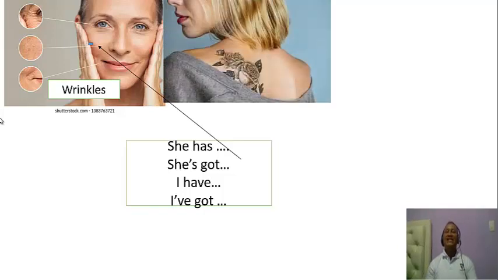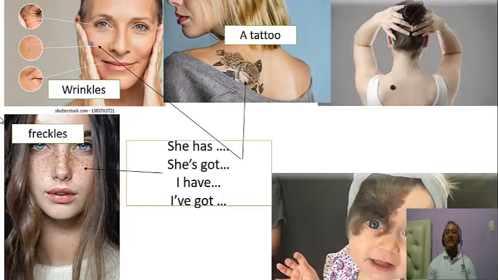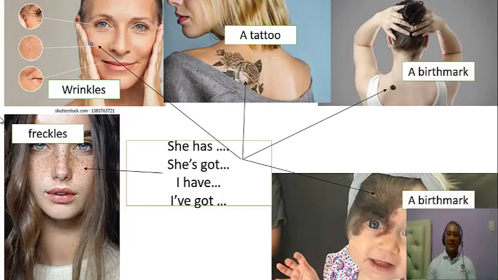Then we have a tattoo, right? So she has a tattoo, she's got a tattoo. Then we have freckles. She has freckles, she's got freckles. Okay? And then we have these dark marks that people are born with, which are called birthmarks. So they have birthmarks. She has a birthmark. The baby has got a birthmark. So we have wrinkles, tattoo, freckles, and birthmarks.